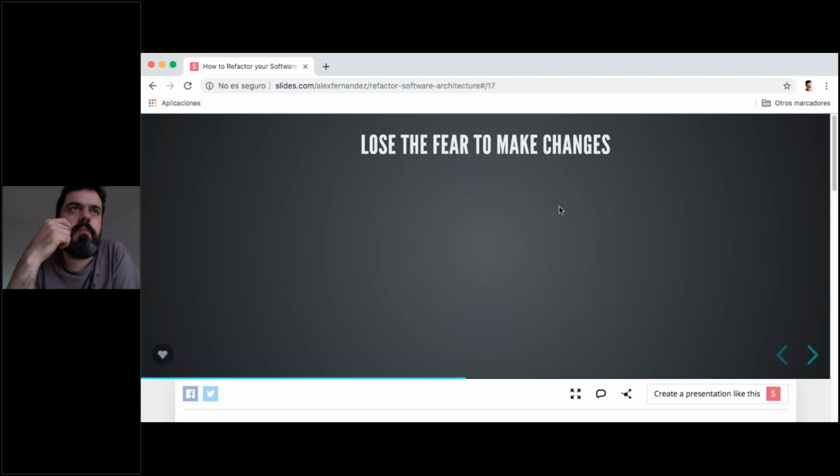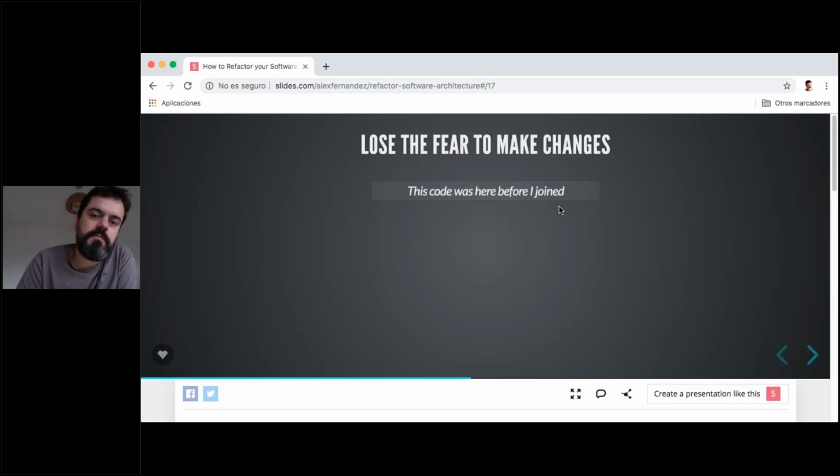A very important part of this is to lose the fear to make changes, because when you arrive, probably the developers are wary of making changes because they will notice that if they change anything, the system is prone to break. So they will probably limit their changes to very small improvements. They will be afraid of making big improvements. It's very important to allow the team to lose this fear.